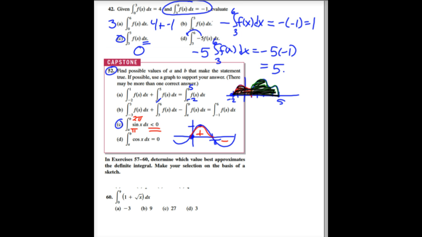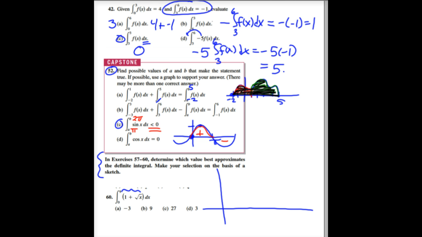All right, let's go look at this last one and then be done. So on number 60, it says determine which value best approximates the definite integral, and make your selection on the basis of a sketch. What they want you to understand is that you are approximating the area under the curve. You can't do it exactly yet. That's the next section. But if we know what this graph looks like, maybe we can figure out which one of those would be the best approximation. So let's go graph that.